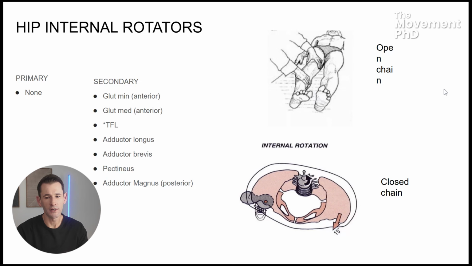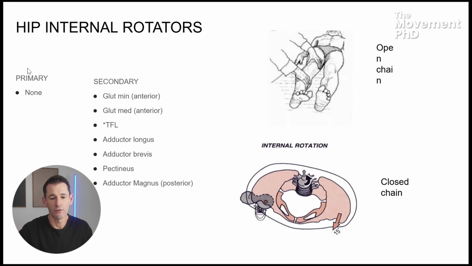That's open chain internal rotation. Closed chain, I'm planted on my right leg and I move that left pelvis forward. So bringing that left pelvis forward is closed chain internal rotation on the stance right leg.